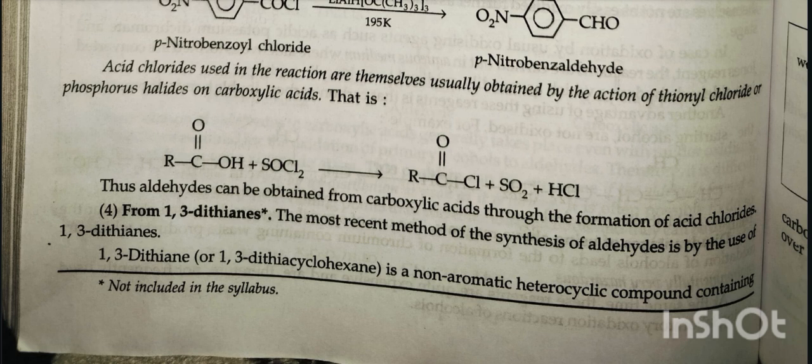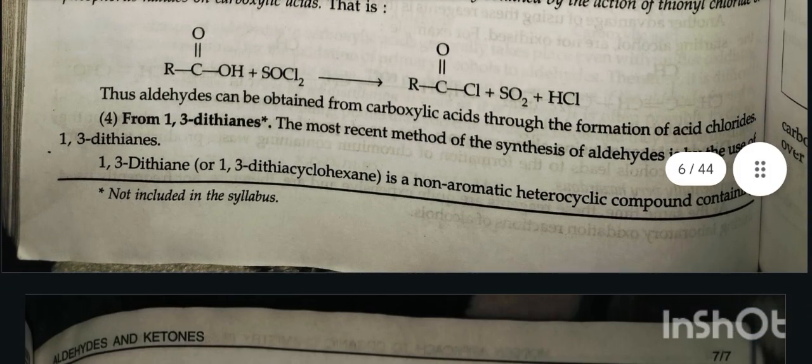Acid chlorides used in the reaction are themselves usually obtained by the action of thionyl chloride or phosphorus pentachloride on carboxylic acids. This is RCOOH plus SOCl2 gives RCOCl plus SO2 plus HCl. Thus aldehyde can be obtained from carboxylic acid through the formation of acid chlorides.